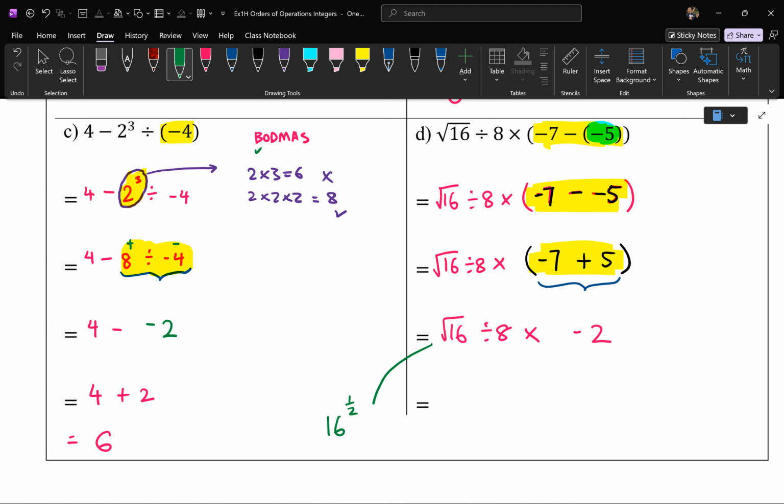Okay, so when you see square roots, that's like powers. Okay, just write that as part of your notes. It's the same thing as powers. Okay, what's root of 16?